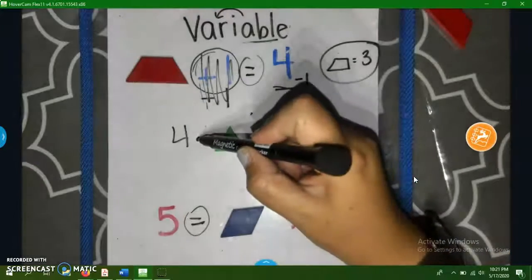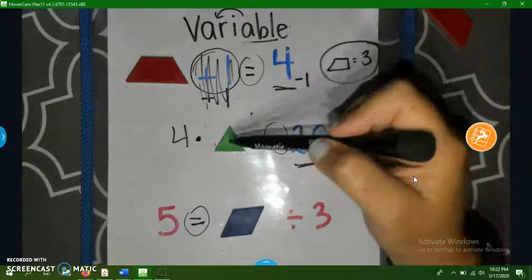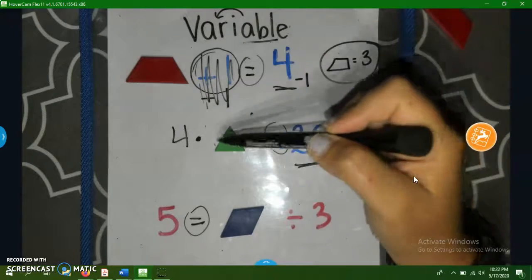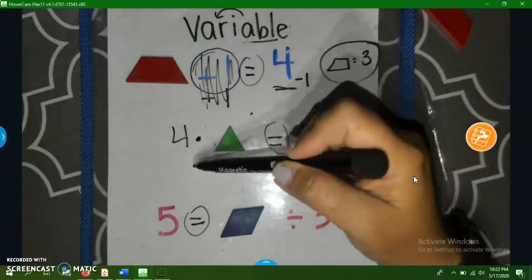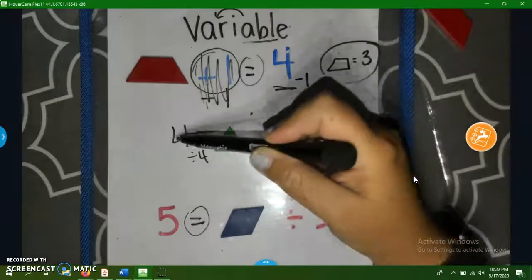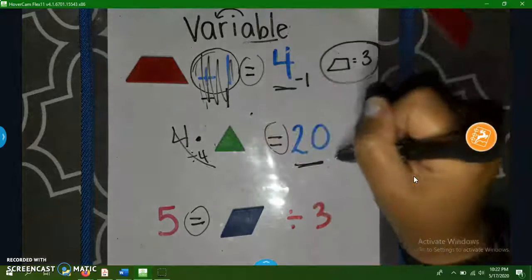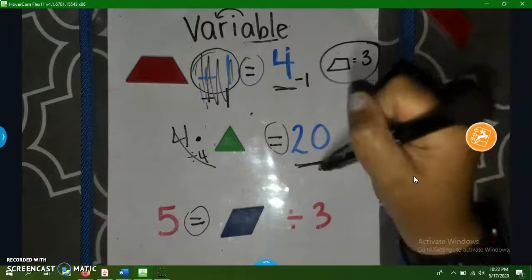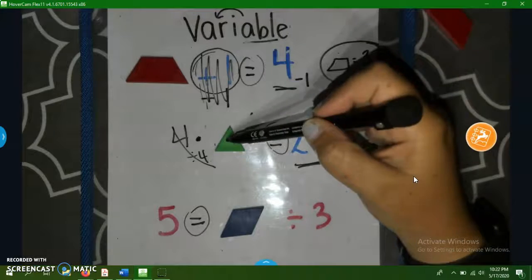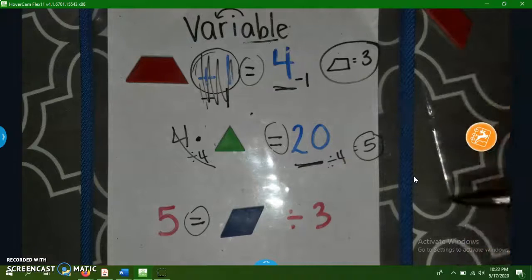So now let's go over here to our triangle. What would be the opposite of multiplying this triangle by 4? We know at this point in the year that the opposite of multiplying is dividing. So we would divide by 4. And that would make this go away. And we would divide by 4 over here. 20 divided by 4 gives you 5. And we had already determined that this triangle is equal to 5. So here's another way of finding that.